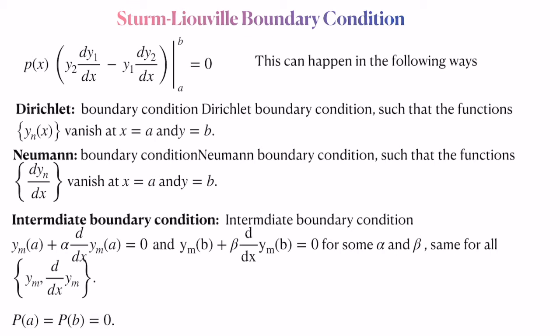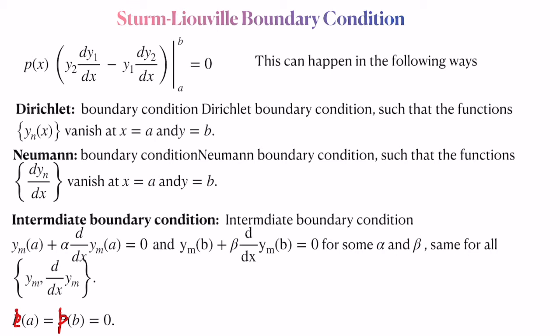Third but not the last, another interesting condition is that the p of x, it should not be capital P, it should be small p here. So p of x itself is 0 on the boundary. Then this combination naturally becomes 0 and the Sturm-Liouville boundary conditions are naturally satisfied. These are some of the interesting cases of a Sturm-Liouville boundary condition.